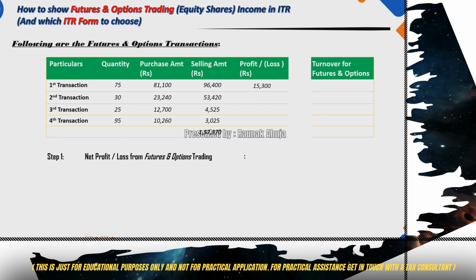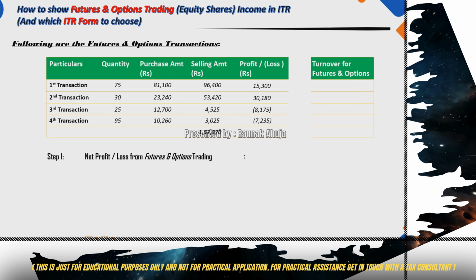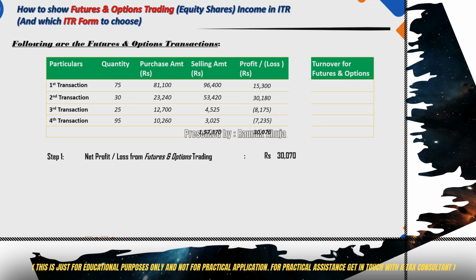Likewise, in case of second transaction, the profit is of rupees 30,180. In case of third transaction, it's a loss of rupees 8,175. And in case of the fourth transaction, the loss is 7,235. Now, the sum total of the profit or loss incurred in respect of these futures and options transactions is rupees 30,070. And thus, the answer to step 1 would be 30,070 rupees.